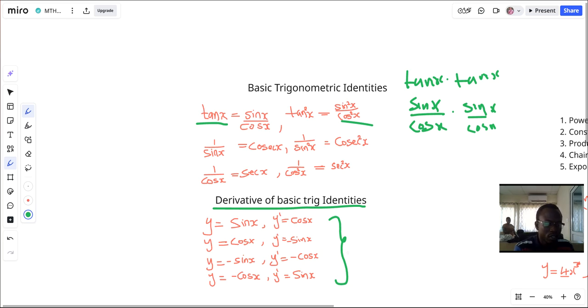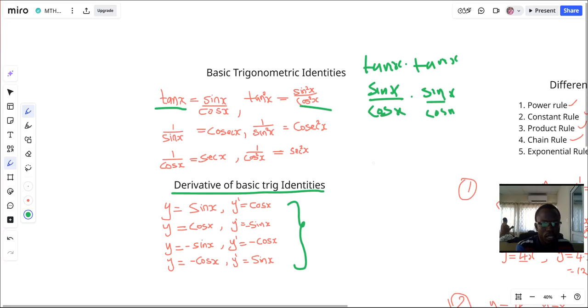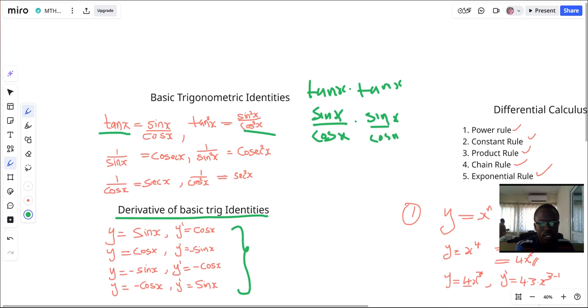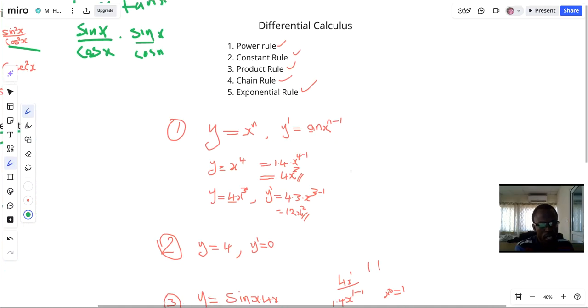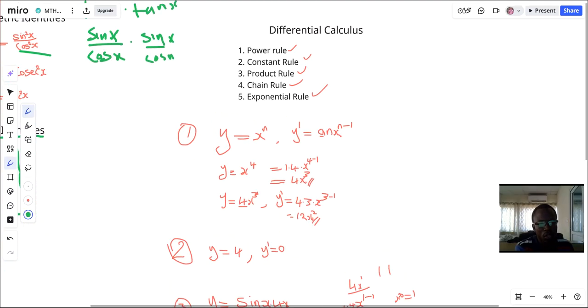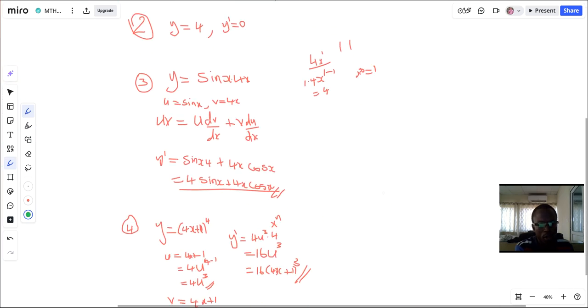In our second live session, you will see how we find this. I will try to explain this as easily as possible. So far so good. These are the basic things we have to know before we move forward: basic trigonometric identities, derivatives of basic trigonometric functions. We treated differential calculus: power rule, constant rule, product rule, chain rule, exponential rule. We see how it is.